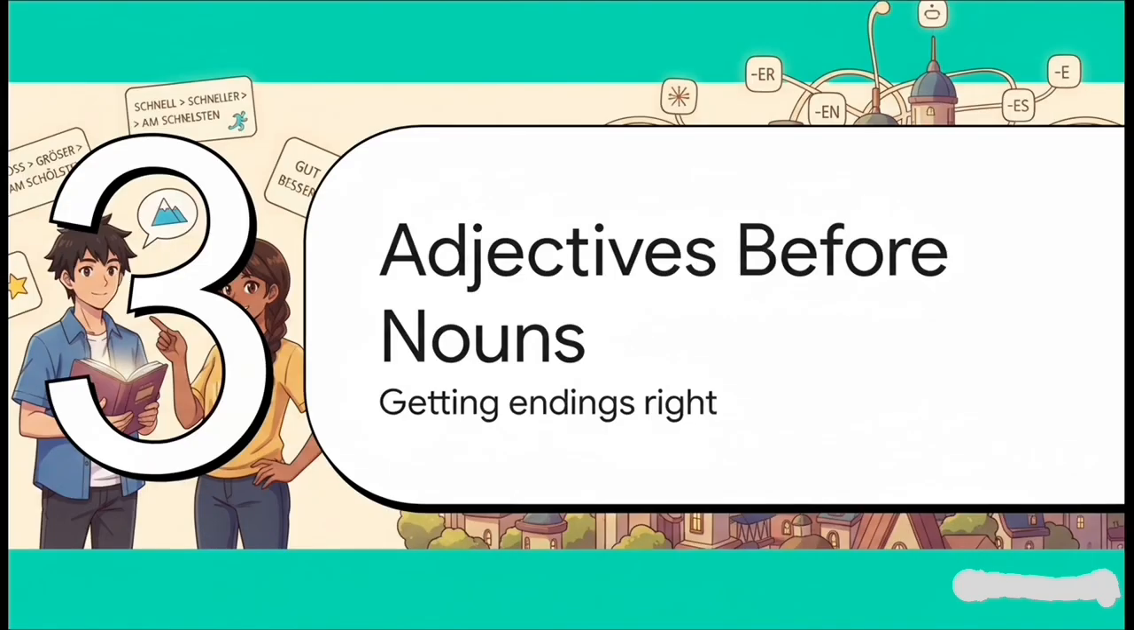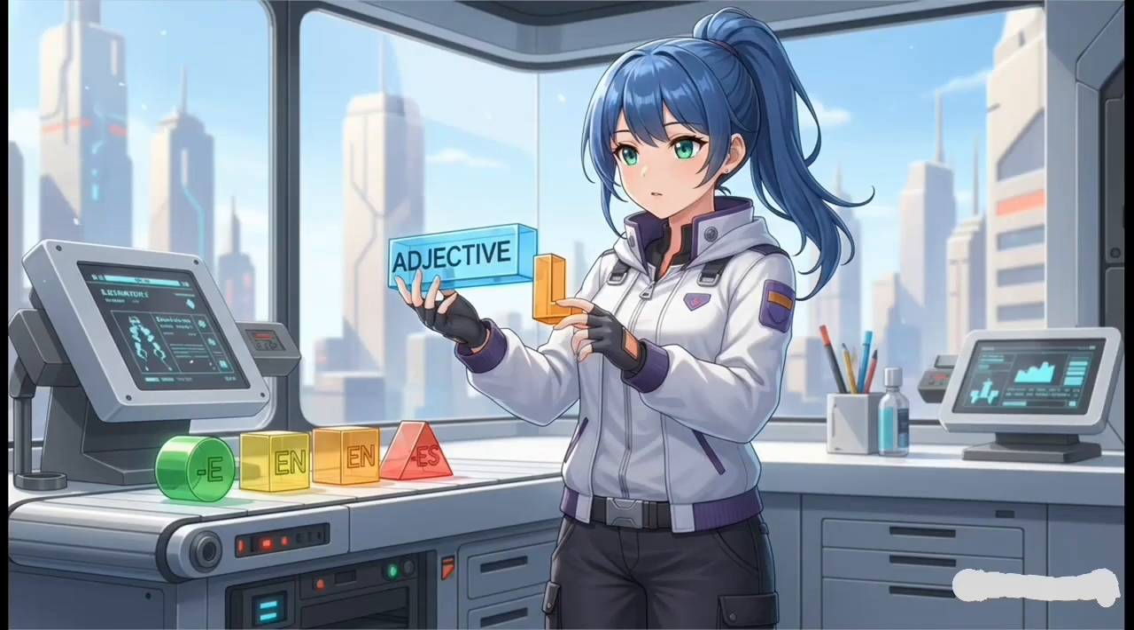Okay, so you've got the basics down. Awesome. But now we're going to get into the part that, I'm not going to lie, often trips people up. What on earth happens when your comparative or superlative adjective comes before the noun it's describing? Here's the secret, and it's actually pretty simple. All those normal German adjective ending rules you've probably already learned, they still apply.